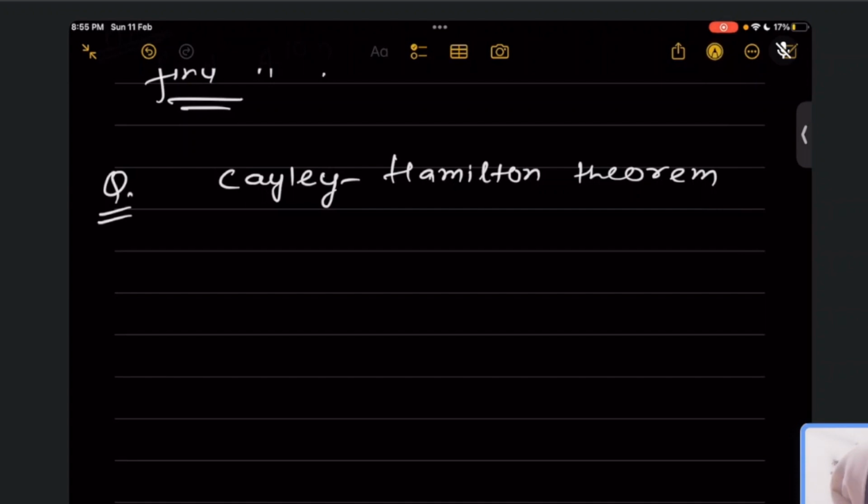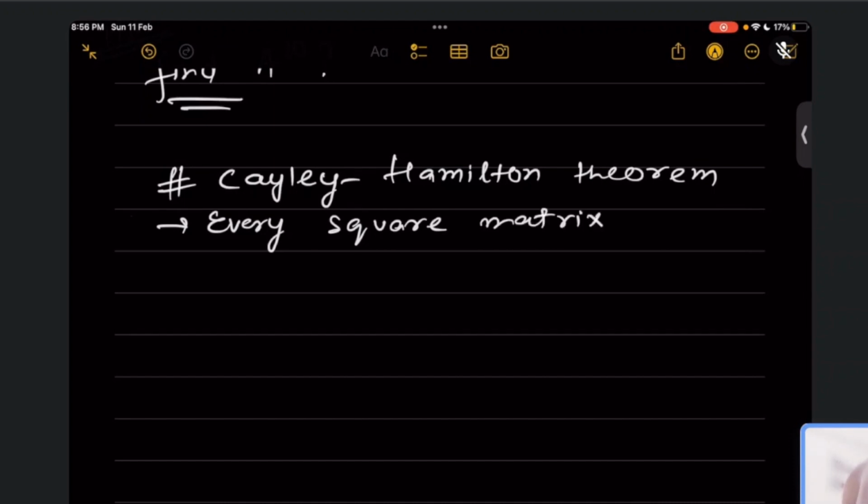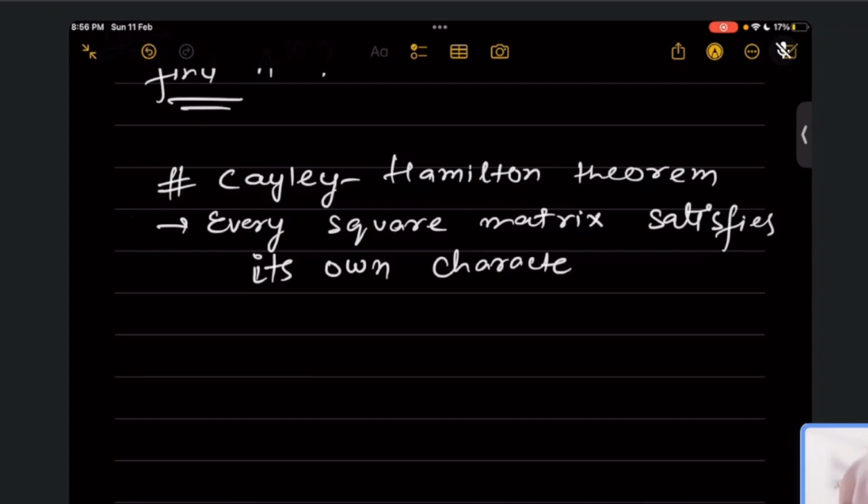Can anyone tell what this theorem states? Every square matrix satisfies its own characteristic equation. Yeah, correct. Every square matrix satisfies its own characteristic equation.